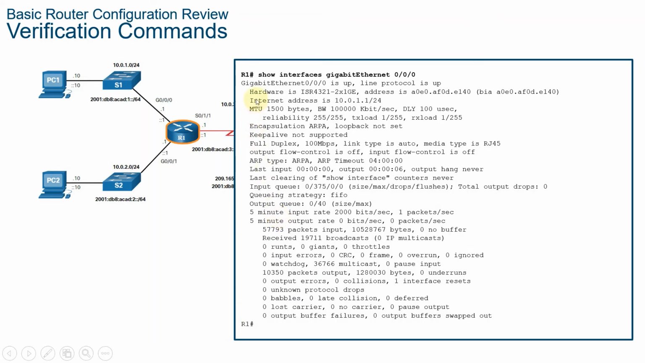If you want to get the details of a specific interface like GigabitEthernet 0/0/0, your command should be show interfaces and then the specific interface. Now this would give us the status, this one is up, line protocol is up. You can also see the IP address assigned, the maximum transfer unit, the bandwidth, the delay, encapsulation, the duplex mode, and other information related to GigabitEthernet 0/0/0.